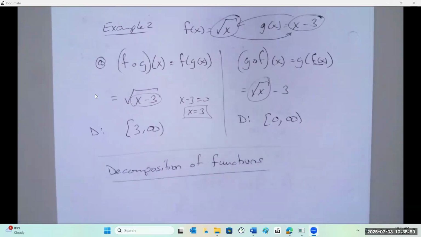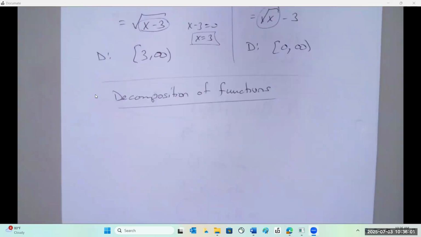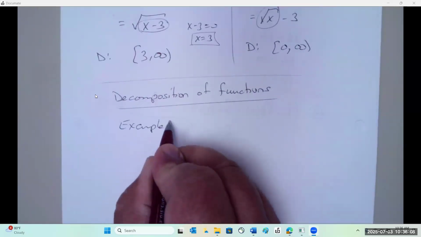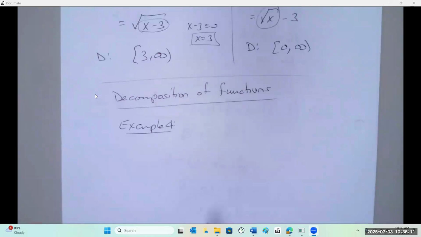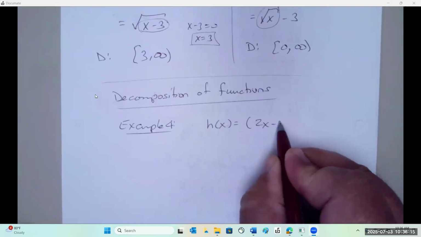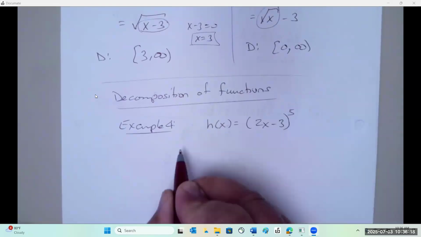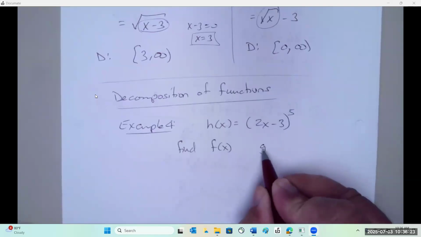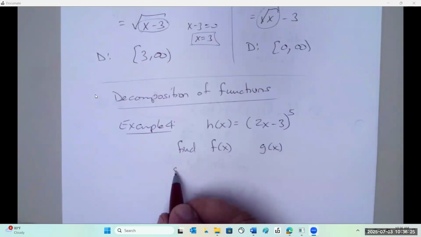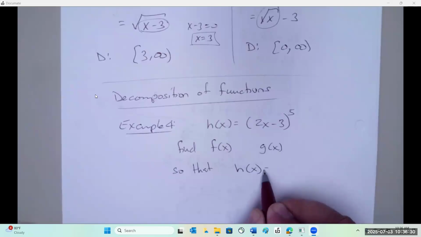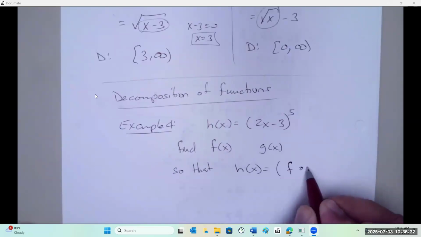The decomposition of functions, which means take them apart. h of x is our function. It equals (2x minus 3) to the fifth. Find f of x and g of x so that h of x is equal to f of g.